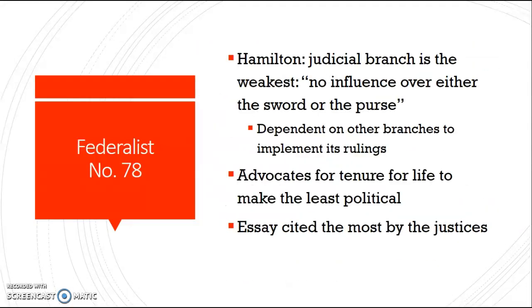Now, the final Federalist Paper that you need to know is Federalist number 78. This one, of course, written by Hamilton, is going to be addressing the judicial branch. Remember, there's a little bit of a fear about having a federal court system. But Hamilton's going to say this is going to be the weakest of the three branches because it does not have the power of the purse nor the sword. So when the Supreme Court makes rulings, it doesn't go out there and enforce them.